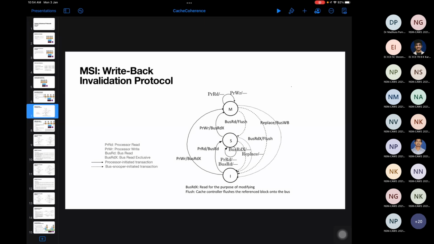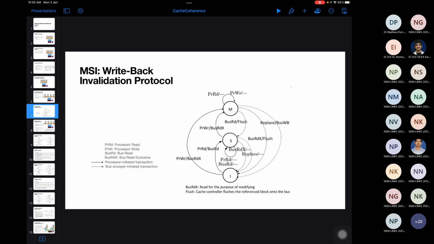But there may be another scenario. For example, core 2 and core 3 have the data in a shared state, and core 1 wants the data for a read operation. In that case, core 2 and core 3 are not going to supply the data. They can just keep the data in the shared state, and the LLC, or last level cache, or L2 cache, is going to supply the data to core 1. In that case, you can see here there is a bus read signal and it will stay in the same state. So there is a self loop on the S state with a bus read without supplying the data, and so on.